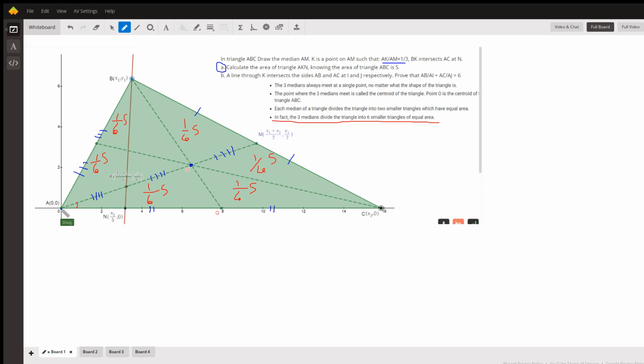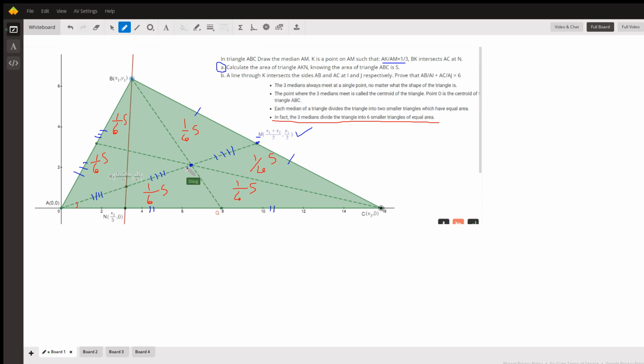I let the vertex A be at the origin, the vertex C at (x2, 0), and then B can be anywhere you want, (x1, y1) for its coordinates. And we're drawing median AM, which means it's going to the midpoint of the opposite side. So the coordinates of that midpoint, using the midpoint formula, the average of the x's, comma, the average of the y's, gives us this for the coordinates of the midpoint.